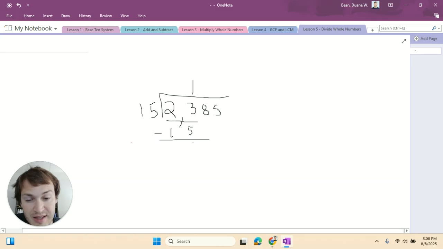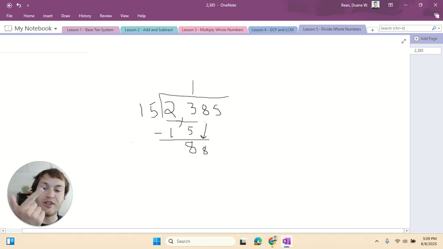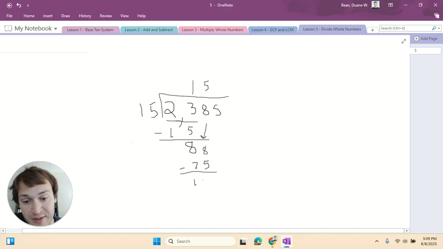23 minus 15 is 8. Cool. So let me check really quick. 8 is bigger than 0, but less than 15, so we are good, right? Bring down that 8. And now we've got 88. How many times does 15 go into 88? Let's see. 15, 30, 45, 60, 75, 90. So 5 times. All right, so 15 times 5 is 75. 88 minus 75 is 13.